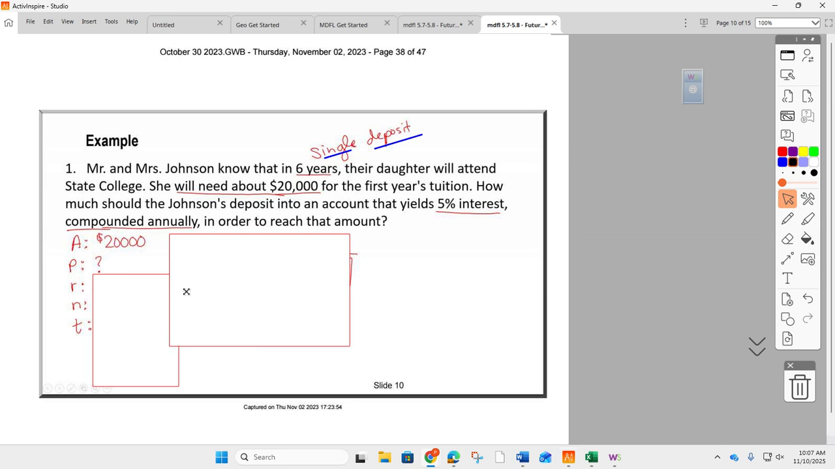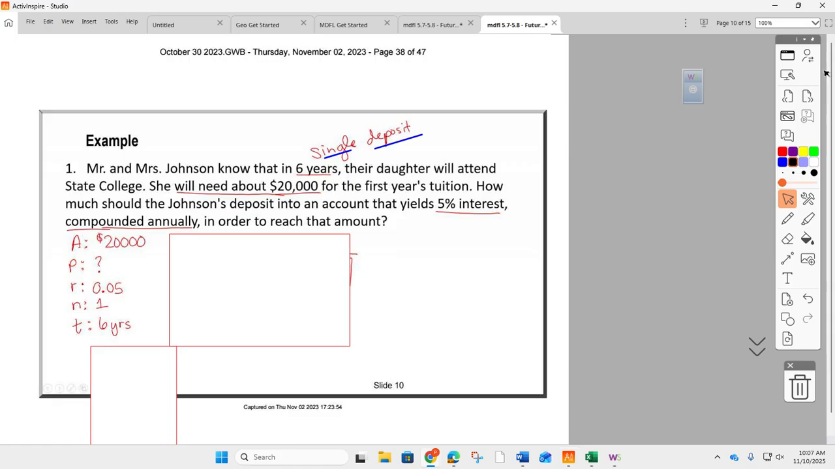Not A equals. The rate, 0.05, is 5 divided by 100. They tell us here it's compounded annually. Remember, that's what your N is. And in 6 years is when they want to have this money. So that's what our time is. Any questions?